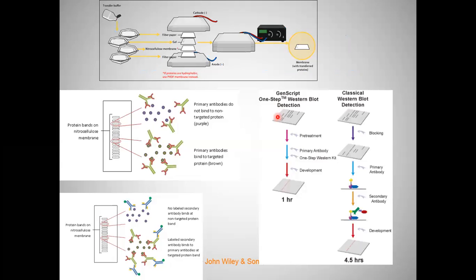For the hybridization of the protein, we use antibodies. Here you can see, for example, this is the Western blot. We transfer the protein onto the nitrocellulose membrane. After the transfer, we treat it with the primary antibodies, which only bind with the target protein, the protein of interest we are looking for. After the attachment of the primary antibody, we attach the secondary antibody.